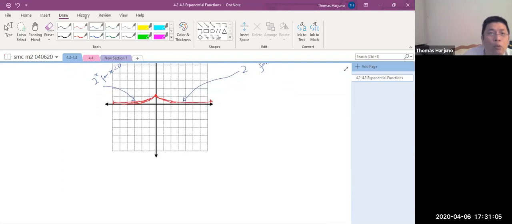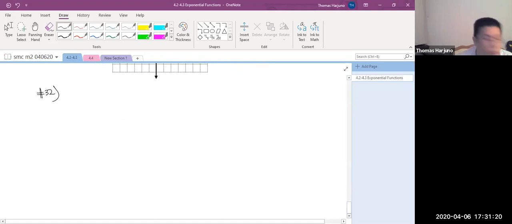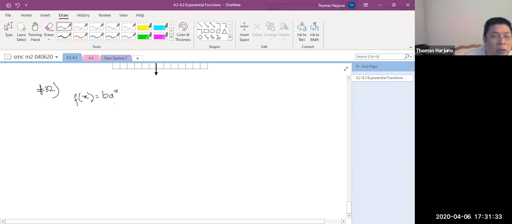Now, let's go a bit further. I want to do 2 more problems from here. Let's take a look at, for example, number 32. The question is, find an exponential function of the form f(x) equals d a to the x, or f(x) equals b a to the x plus c.